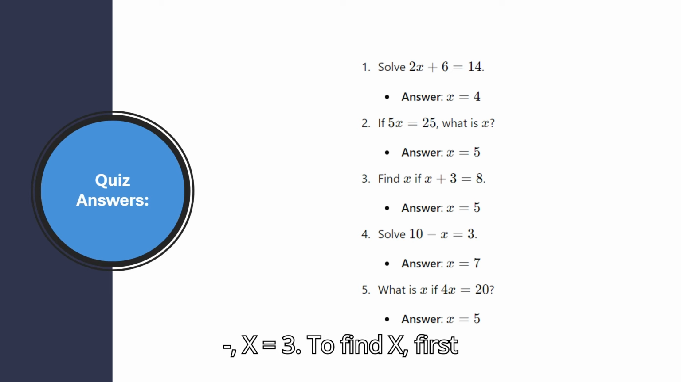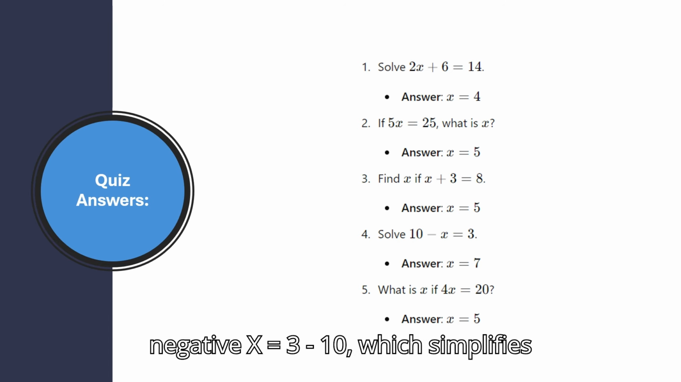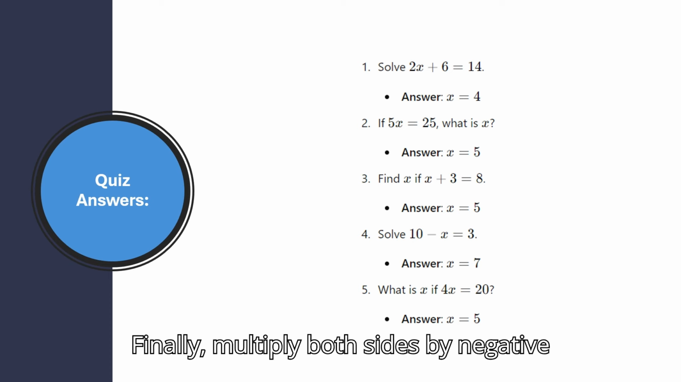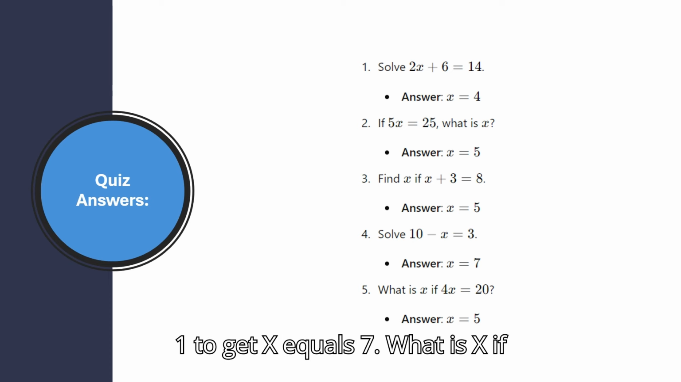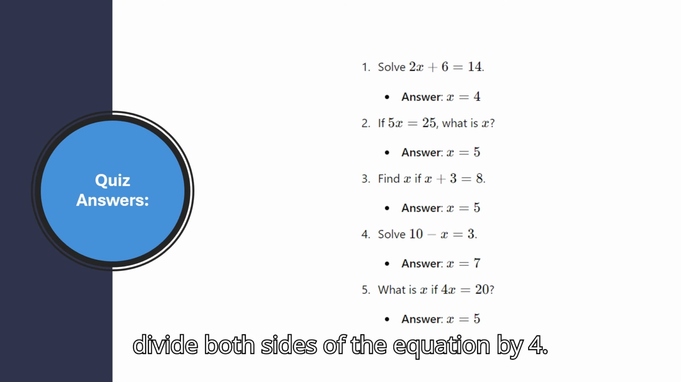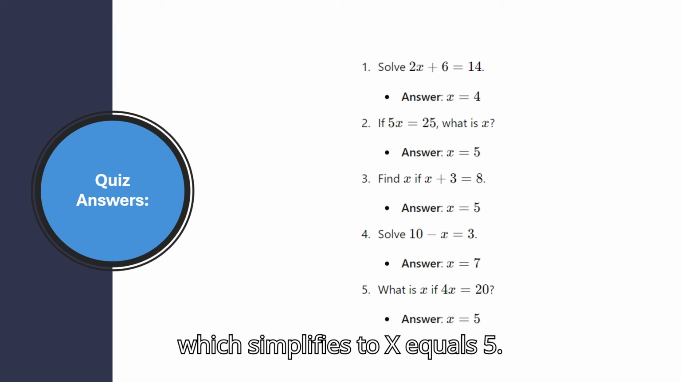Solve 10 minus x equals 3. To find x, first subtract 10 from both sides. This gives negative x equals 3 minus 10, which simplifies to negative x equals negative 7. Finally, multiply both sides by negative 1 to get x equals 7. What is x if 4x equals 20? To solve for x, divide both sides of the equation by 4. This gives x equals 20 divided by 4, which simplifies to x equals 5.